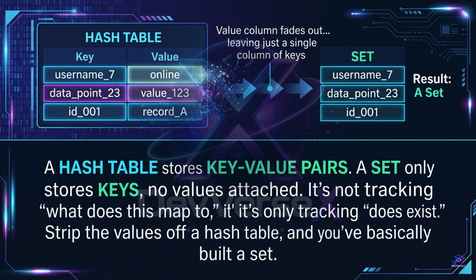A hash table stores key value pairs. A set only stores keys, no values attached. It's not tracking what does this map to, it's only tracking does this exist. Strip the values off a hash table and you've basically built a set.